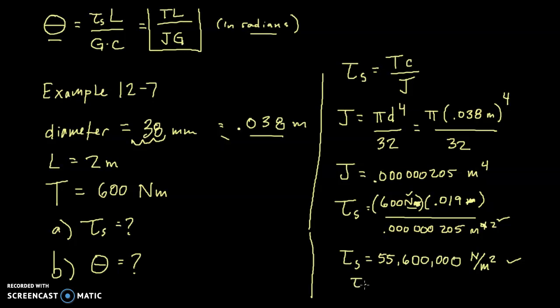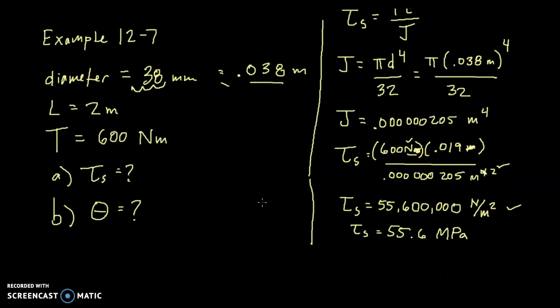I can clean up those zeros with a metric prefix and say that this is 55.6. A Newton per meter squared is equal to a Pascal, and we've got 55.6 million of them, so that's a megapascal. So that answers part A right there. The shear stress is 55.6 megapascals. Put a big box around that. And now we can look at part B. What is the angle of twist?